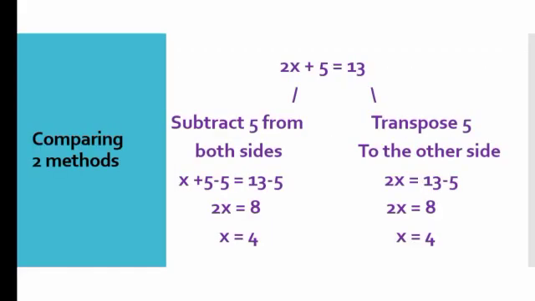Next we are going to compare the methods. The equation 2x plus 5 is equal to 13 is an example of a linear equation in one variable. It's linear as the degree of the polynomial is 1. How do we solve this equation? In the inverse method, we subtract 5 from both sides. So we get 2x plus 5 minus 5 is equal to 13 minus 5.